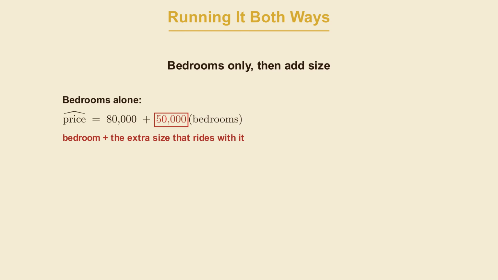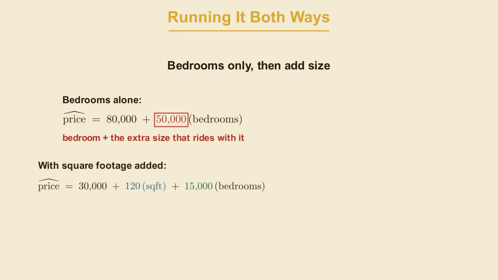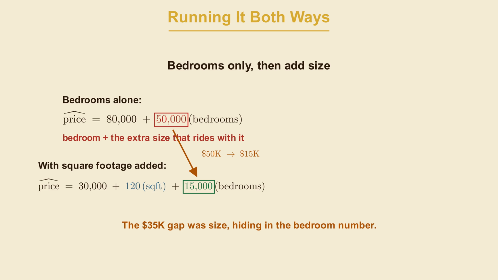Now let's add square footage to the model and hold it fixed. Say the multiple regression comes out to $30,000 plus $120 for each square foot plus $15,000 for each bedroom. Look at what happened to the bedroom coefficient. It dropped from 50,000 down to 15,000. And that drop is the whole point. In multiple regression, the 15,000 is the value of one more bedroom for two houses that are the same size. We've held the square footage constant, so the bedroom coefficient can't borrow any credit from the size anymore. The $35,000 difference between the two models was square footage hiding inside the bedroom number the whole time.